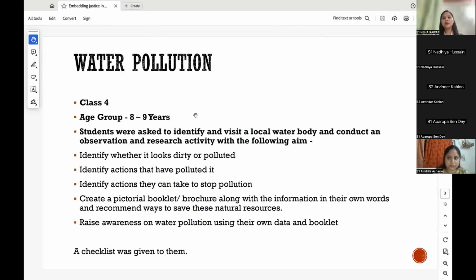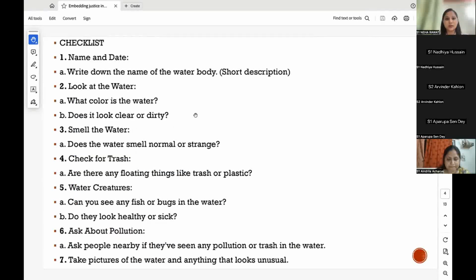And to be on the creative side, we asked students to create a pictorial booklet or a brochure, and then recommend ways how they can save a very precious resource, water. To make sure that the research was done in a proper and precise manner, a checklist was given, consisting of questions like: write the name of the water body, and then look at the water. What is the color of it?